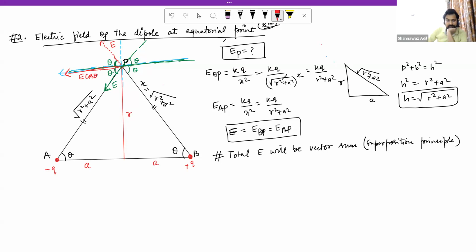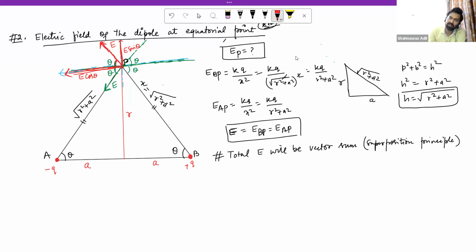Clear? Yes, sir. This is the vector, right? It is making theta angle. So this component is E cos theta. What is this component? The perpendicular one, the vertical. E sin theta. Good. So this is E sin theta, and this is E cos theta. So now this part we have resolved.